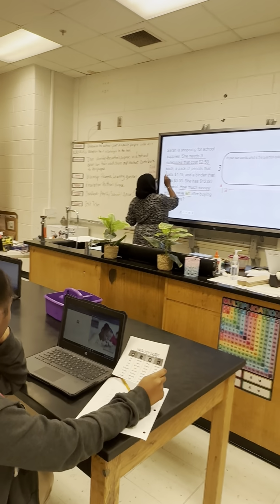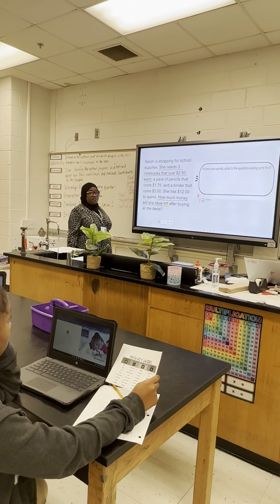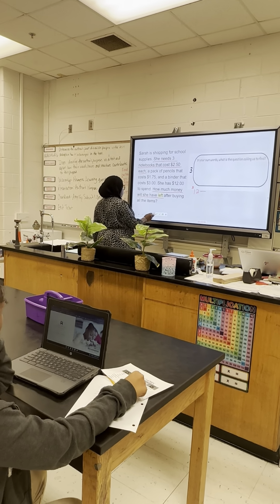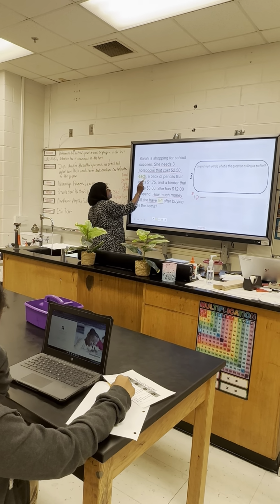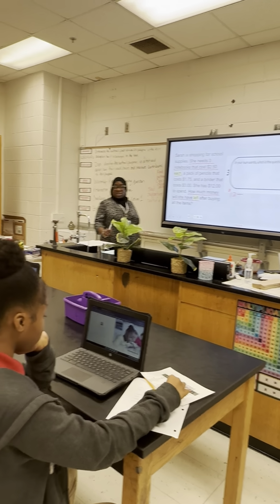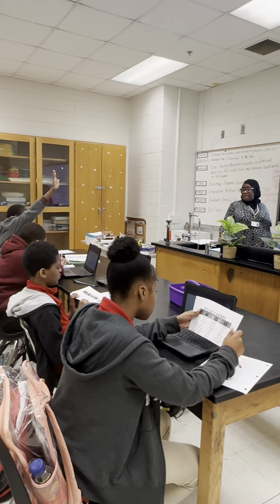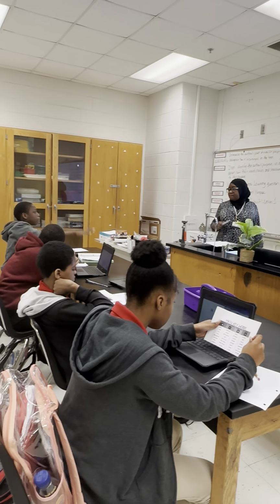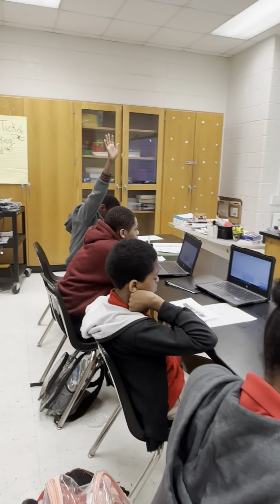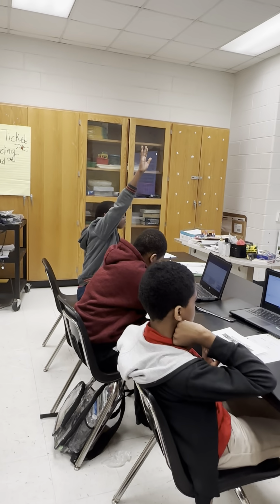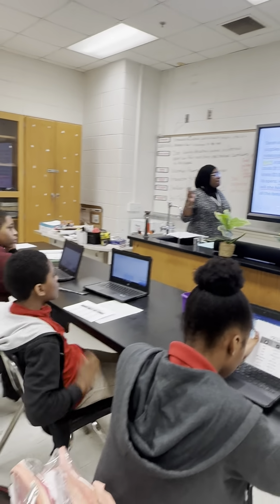She needs 3 notebooks that cost $2.50 each. There's another math word, each. Look on your sheet and see, what does each mean? What column is each under? Deontay? Division. It could be division, but not in this case. You wanna try again? Okay, what? Multiplication. Multiplication, right?